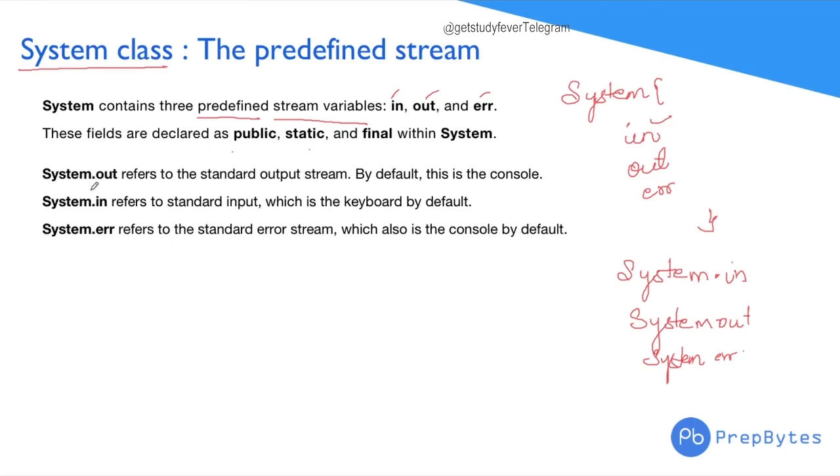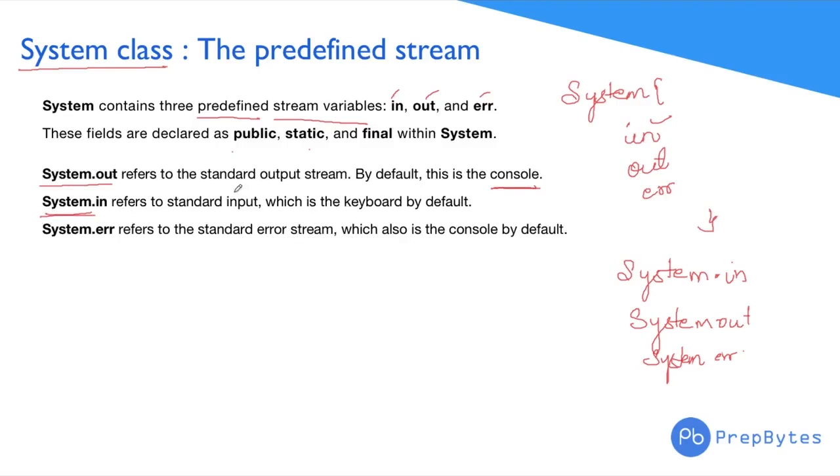As the name suggests, System.out refers to the standard output stream. By default, this is the console. Whenever we use System.out in our program, we print to the standard output stream, and the standard output stream for our code is the console. So if you print anything using System.out, by default it is printed in the console.